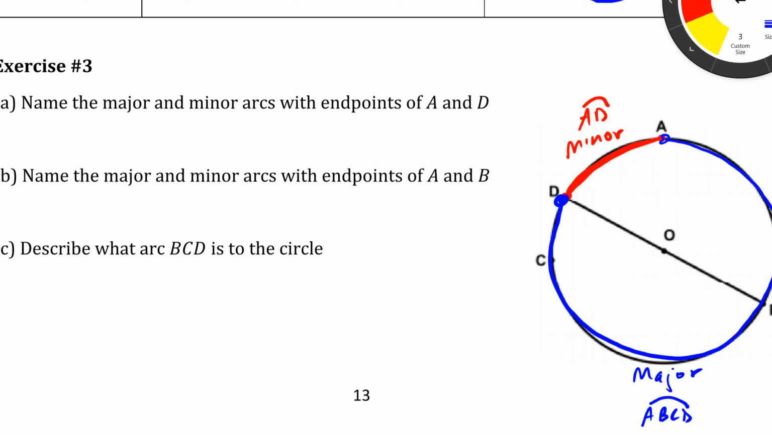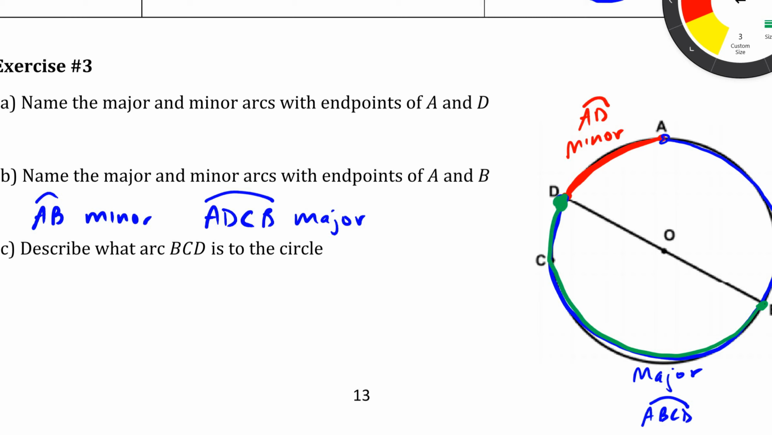Now that we understand how to look for them, let's look at major and minor arcs that have endpoints of A, B. So I could just say AB, that's a minor arc. If you follow your circle from A to B, that's less than half. Then if I go from A to D to C to B, that would be a major arc.